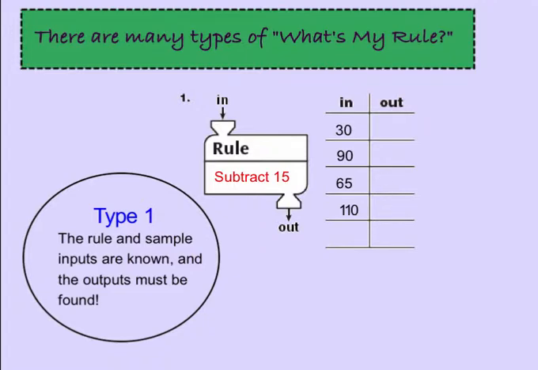So for example, if we try this one again, we're going to put the number 30 into the machine, and now we're going to subtract 15. I like to always show my work when I do these. So 30 minus 15. You can't do 5 from 0, so you need to borrow. 0 becomes a 10. 10 minus 5 is 5, 2 minus 1 is 1. So my output would be 15. I put in the number 30, the rule is take away 15, and you spit out the number 15. So 30 minus 15 is 15.